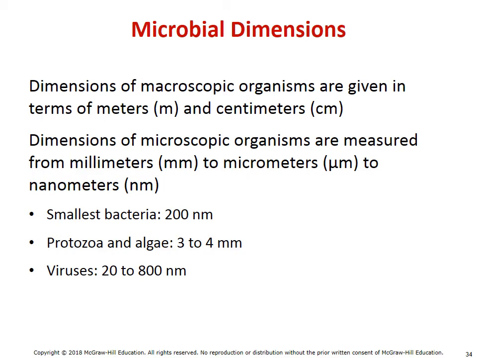So the next thing we're going to go into is the discussion of microbes and size. And really, since we're in science, we're going to use the metric system. So we'll do our measurements in the meters scale. But again, since we're working on the small end, it'll be millimeters, micrometers, and nanometers. Here at the bottom you can see smallest bacteria is around 200 nanometers, while protozoa tend to be in the low end of millimeters, and viruses will be on the low to mid end of nanometers. So again, protozoa and algae, being eukaryotic, are much bigger than bacteria or even viruses.